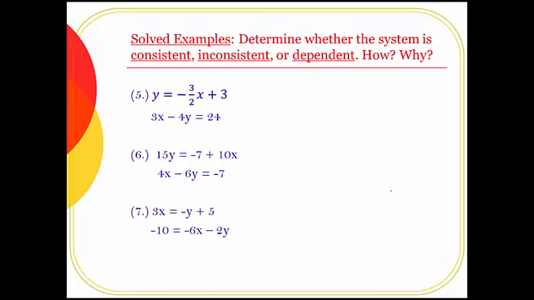Next one, question 5. If we look at this, we have to arrange it. So let's go ahead and arrange it. If we bring this over here, we have 3x over 2 plus y is equal to 3. That is what we'll have.